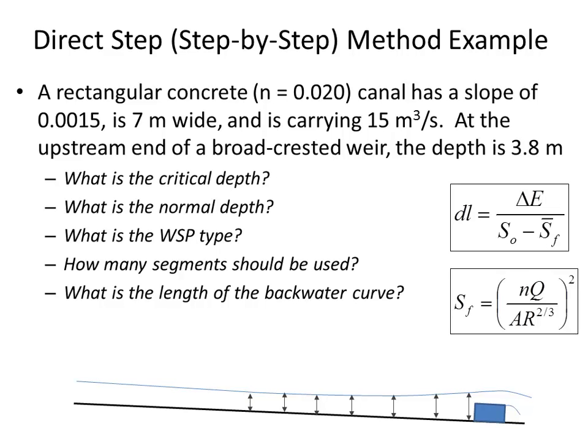Does anybody remember how we find the energy grade line slope? It's right there. Manning's equation is how we find it. So we're going to apply Manning's equation at each one of the points where we know the depth. And then when we find the L, we're going to find the average of the energy grade line slope between here and there and apply it over the increment by finding the average in between the two. Any questions on the method or the logic of what we're trying to achieve?